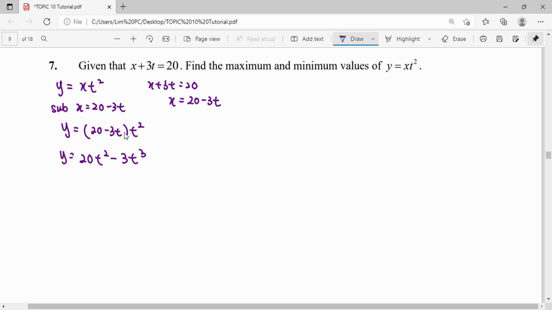So in order to get the maximum and minimum, we're going to do our first derivative, differentiate y with respect to t. So power move to the front, we get 40, power minus 1. Power move to the front, we get negative 9, then power minus 1. Then we will let this first derivative equal 0 in order to find our critical values. So let this dy/dt equal 0.